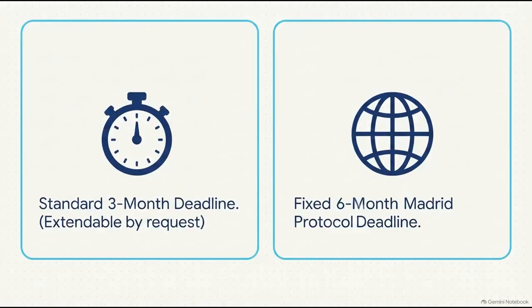Let us turn back to that running clock and get specific about your deadline. Following a December 2022 rule change, most pre-registration office actions carry a standard 3-month deadline. You can extend this once for a fee, giving you up to 6 months total. Contrast this sharply with international Madrid Protocol filings under Section 66(a). Those receive a strict 6-month deadline with 0 extensions available at all. You absolutely must know which rule applies to your filing.